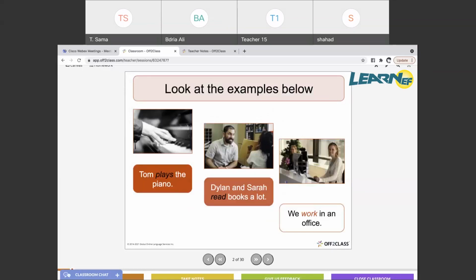We're just going to read them first and then we'll see. Badriya, can we read them? Tom plays the piano. Dylan and Sarah read books a lot. We work in an office. Perfect. Is it clear? Yes. Explain the meanings. Good. Thank you, Shahid.